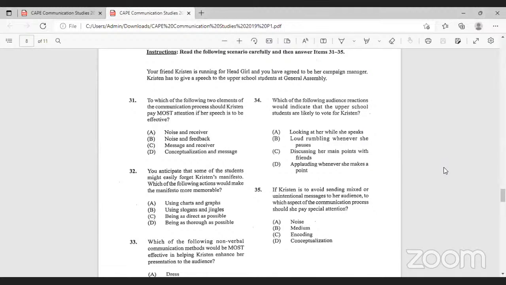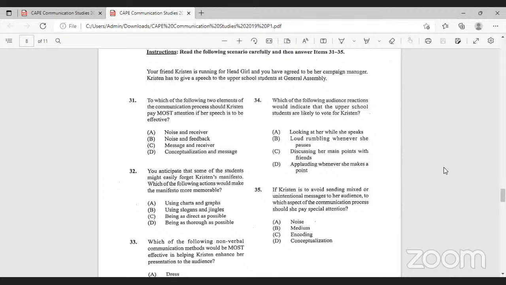So the answers will be sent. But we can't go back through what we went through already, so we're just trying to keep up with what's going on. Like I said, take the screenshots of everything and just write down the answers. But the answers and everything will be sent just so you can have it. So 31 is C, message and receiver, right? Kristen should pay most attention to the message and to the receiver if the speech is to be effective.